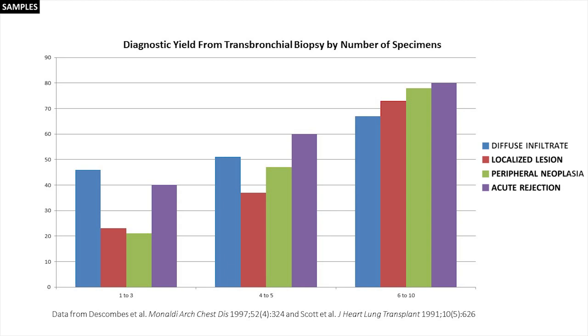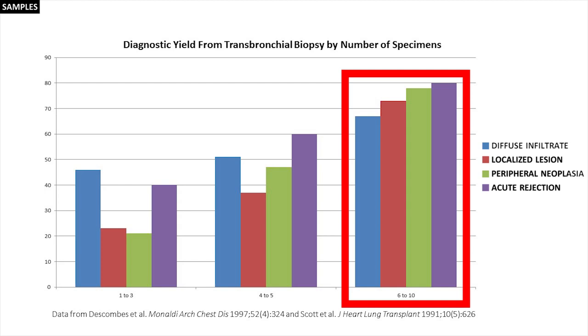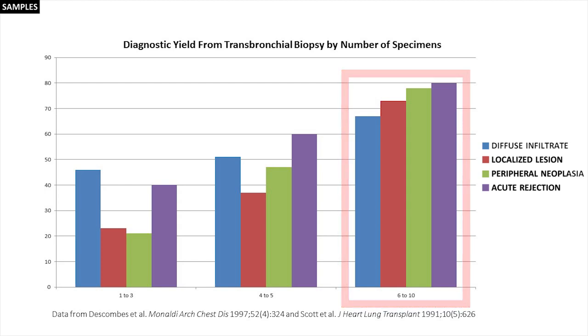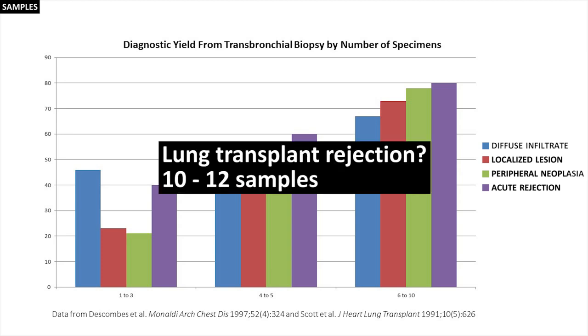The number of samples required to obtain a diagnosis varies depending on the underlying pathology. This graph demonstrates that the diagnostic yield is higher with more biopsy samples, and that 6 to 10 samples gives you around a 70% diagnostic yield. Even with perfect technique, a number of samples often contain little alveolar parenchyma. Therefore, it makes sense to take at least 6 samples. When evaluating for lung transplant rejection, the recommendation is to take 10 to 12 samples in order to ensure that there are at least 5 good alveolar samples.